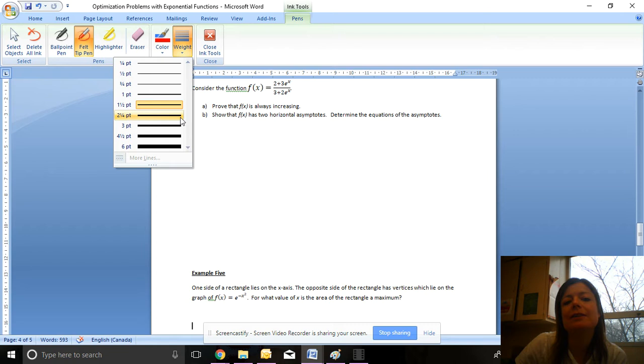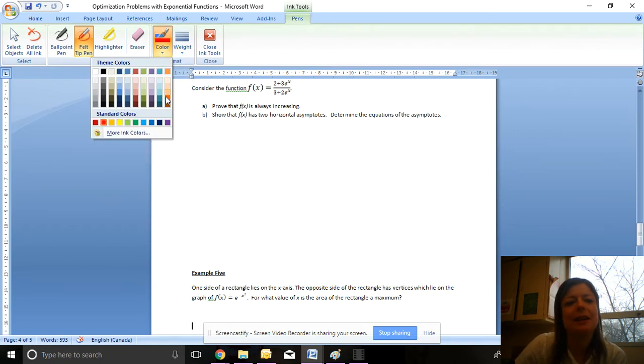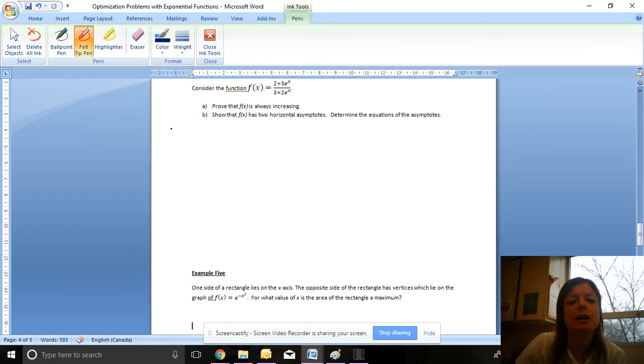Now, if you did just graph it, obviously you could see that it's true, but we want to connect our understanding with our calculus knowledge. So for part A, like I said, to prove that f of x is always increasing, we're going to find the derivative and show that it's always positive. We're going to look at this as a quotient, so we're going to use the quotient rule.